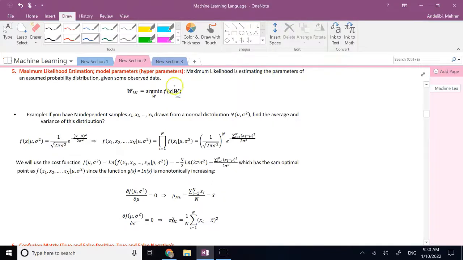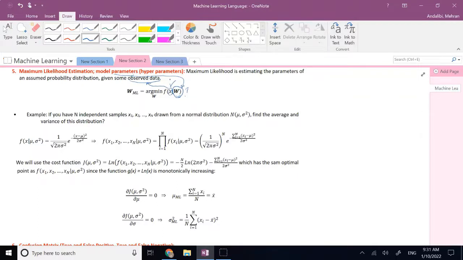Correct? The system also has some inputs and some observations or outputs. If I call the output or the observation of the system X, so observed data, and if I call the parameters of the system W, the goal is this: I don't know what W is, but I will get some observations from the system, some X's.